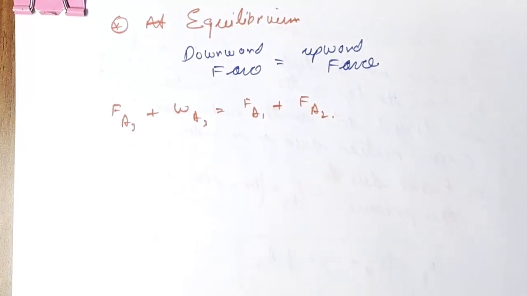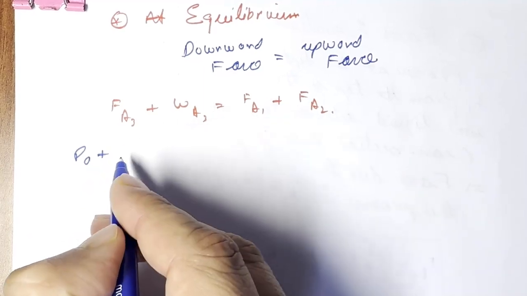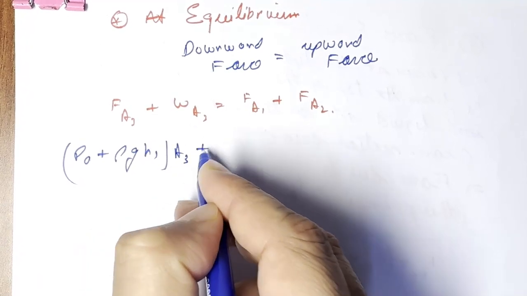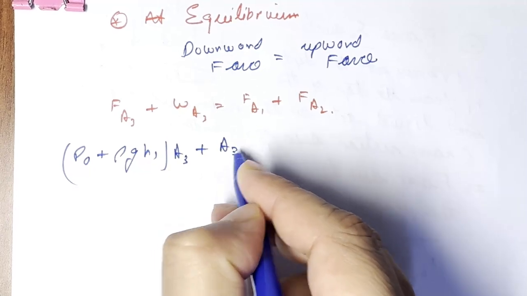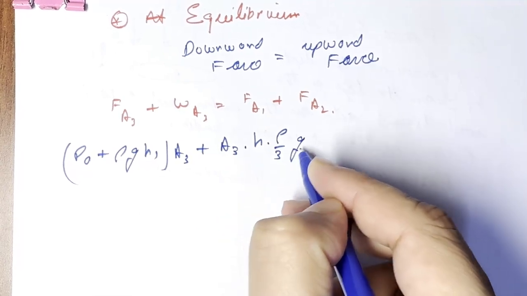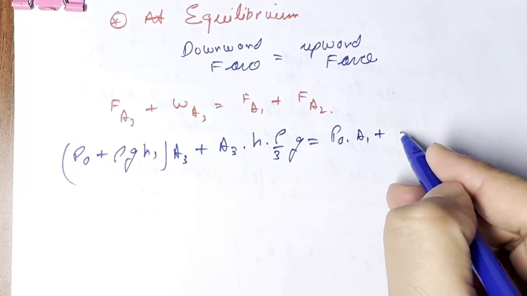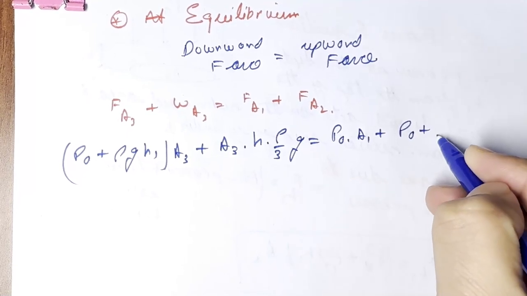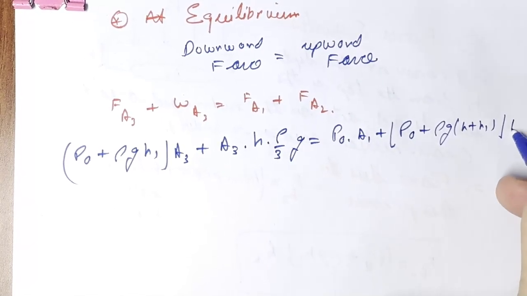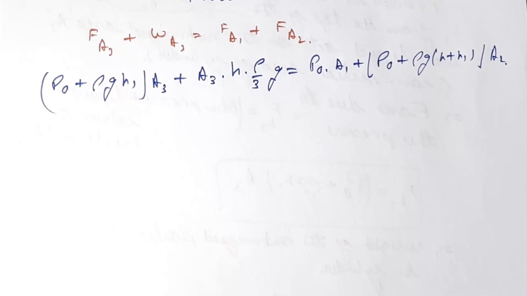Now we simply substitute all the respective values. So we get PA plus rho g h1, multiplied by A3, plus A3 multiplied by H, and we have here rho by 3 multiplied by g, is equal to PA multiplied by A1 plus PA plus rho g (H plus H1), and this whole is being multiplied by A2. And we already know the values of A1, A2 and A3. We substitute them.